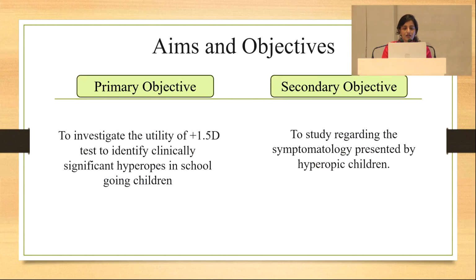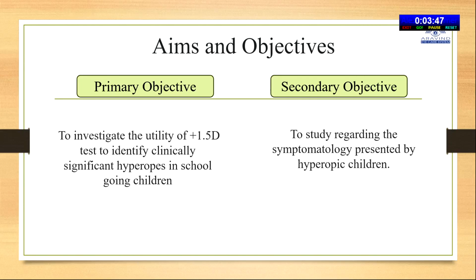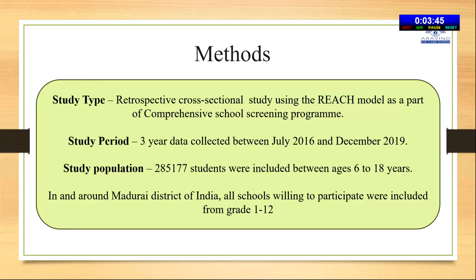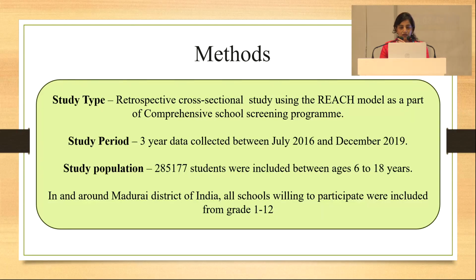So our main objective was to investigate the utility of these 1.5 diopter lenses to identify clinically significant hyperopes in school-going children. The secondary objective was to study the symptomatology presented by these hyperopic children. It was a retrospective cross-sectional study using the REACH model, done for 3 years, and the study population was 285,177 students between the ages of 6 to 18 years.